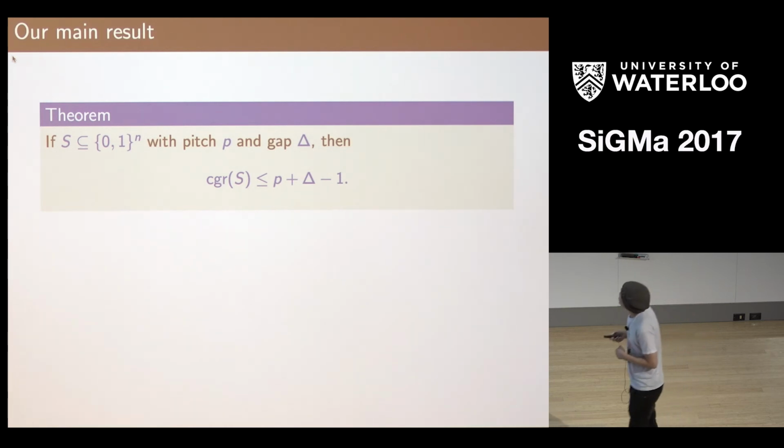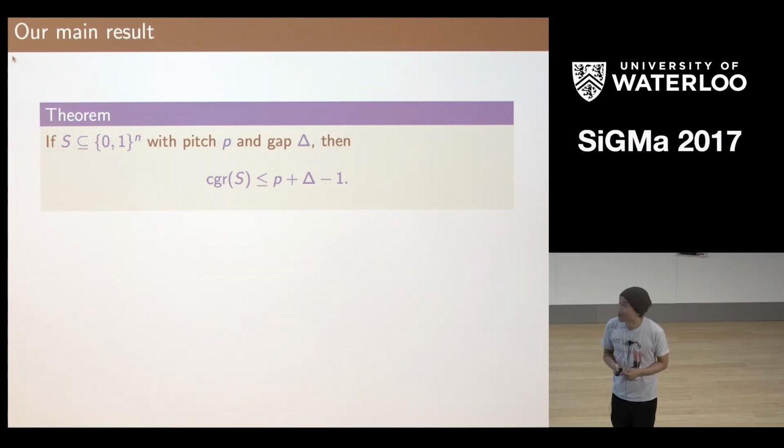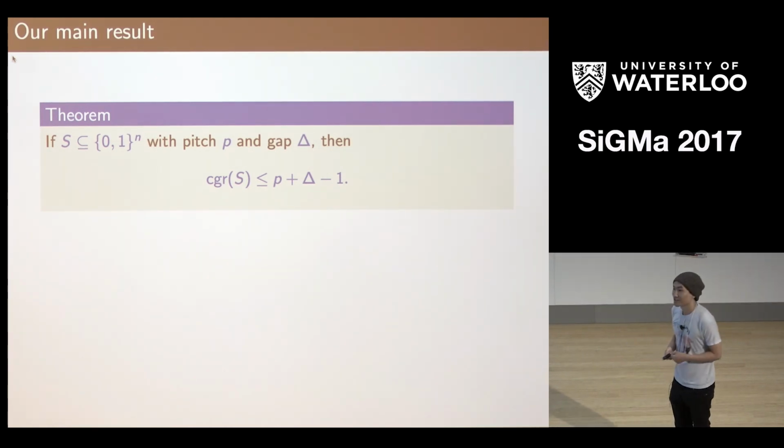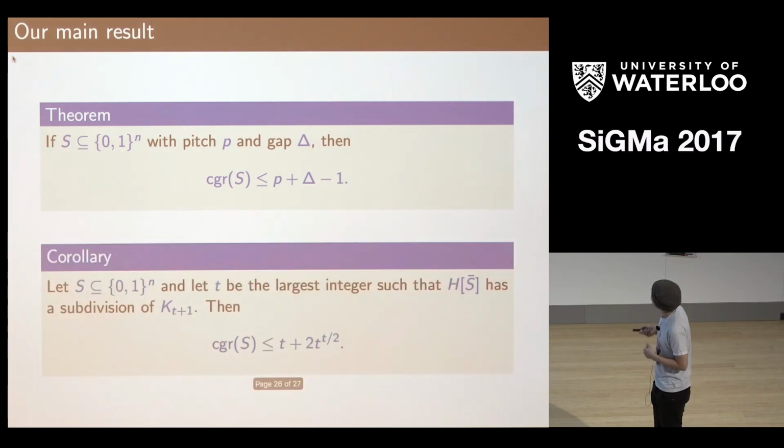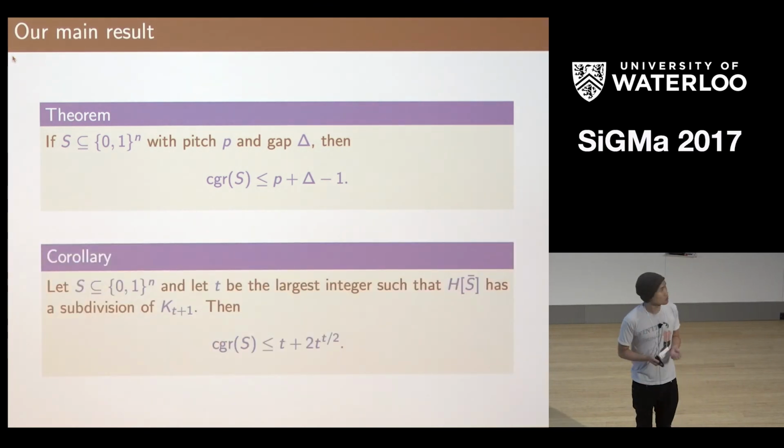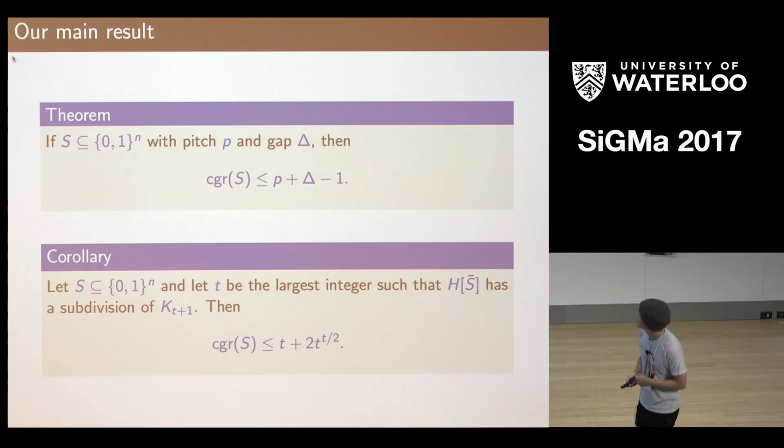So if you've got pitch P and gap delta, then your reverse CG rank is also bounded, and the bounding function is very reasonable. As a corollary, we get the tree width result that I alluded to earlier. In fact, we get something stronger.